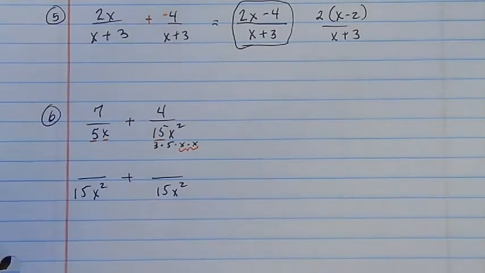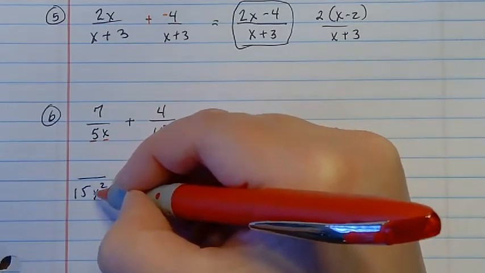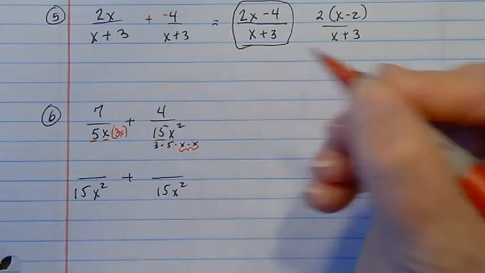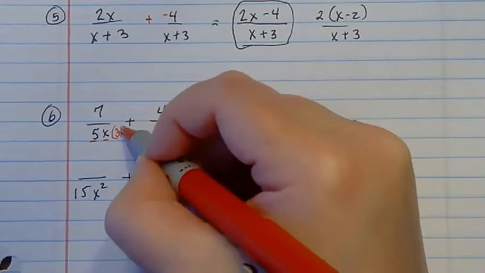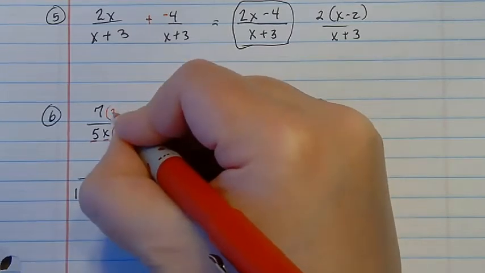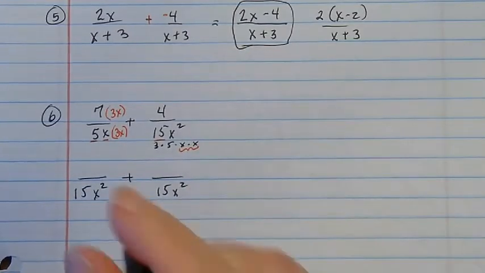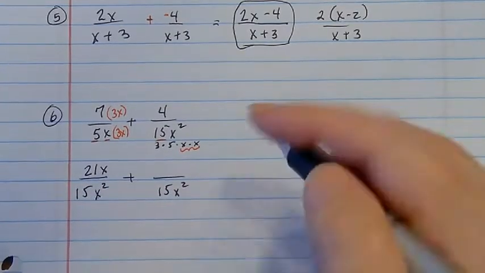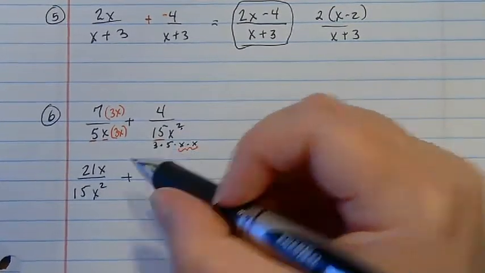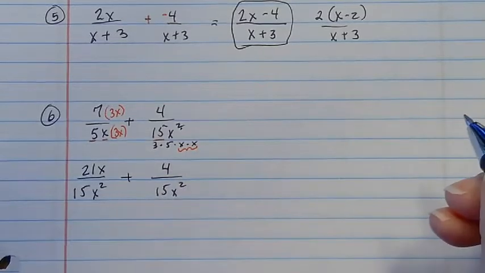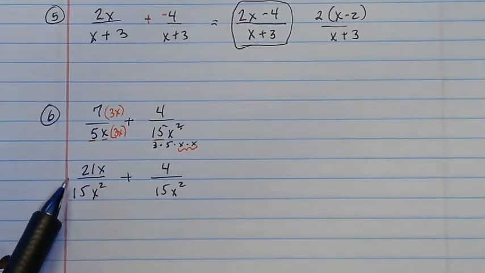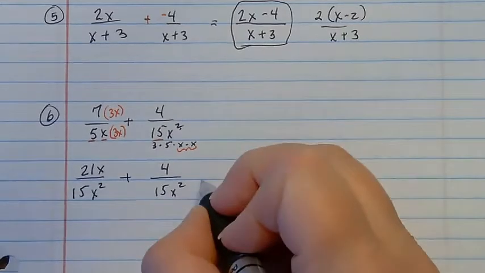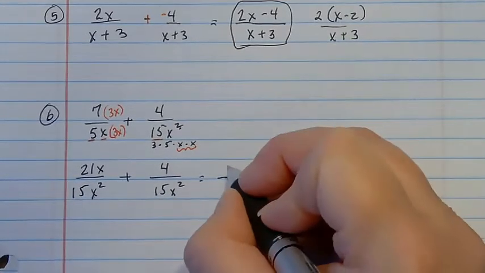So then I have to think, what do I take times 5x to get 15x squared? I would have to multiply 5x times 3x. So since I multiplied the denominator by 3x, I have to multiply the numerator by 3x. So my new numerator is 21x. Here I didn't multiply this times anything to get that, so the 4 gets to stay the same. So now I have this many parts out of this, plus this many parts out of this. So since the denominator is the same, now I'm ready to add the numerator.